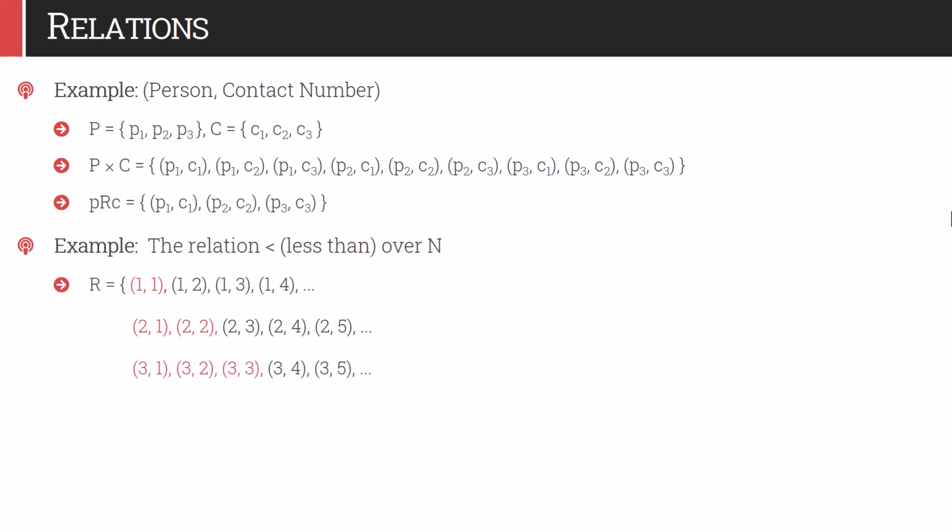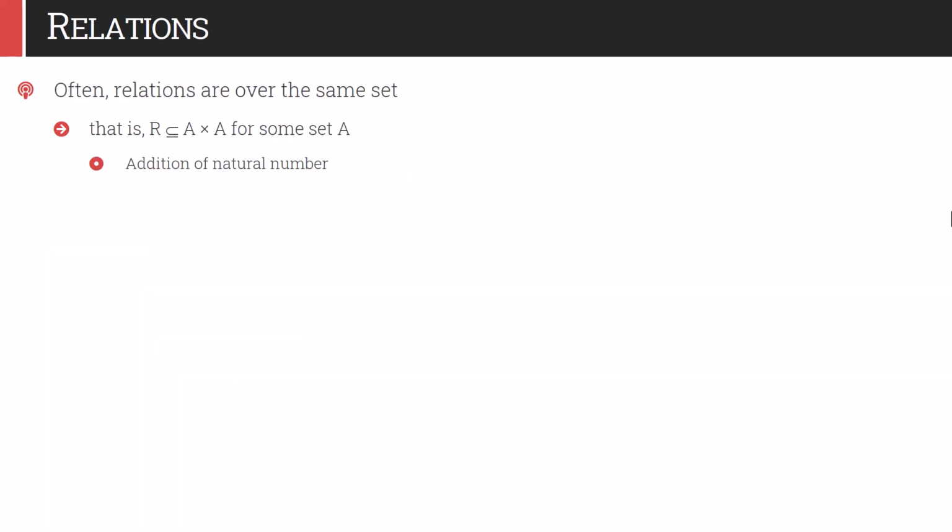For combinations with 3, (3,1), (3,2), (3,3) are not in the relation, but (3,4), (3,5), (3,6) up to infinity will be in the relation. So approximately we can say half of the elements in this particular Cartesian product are in the relation, because the members will be increasing in every line and the non-members are increasing in every line. So 50% of the elements will be in the relation, 50% will not be.